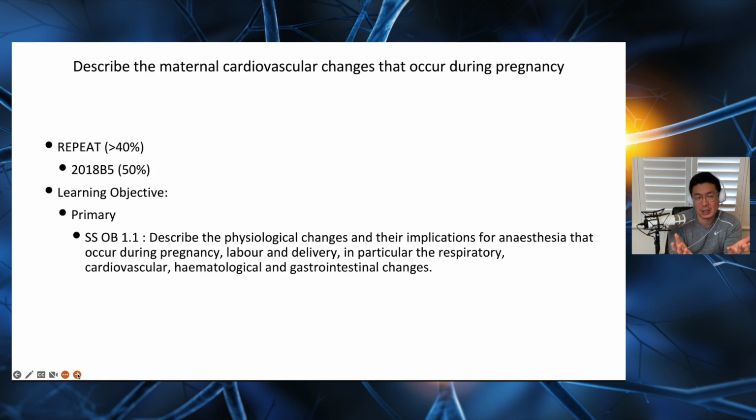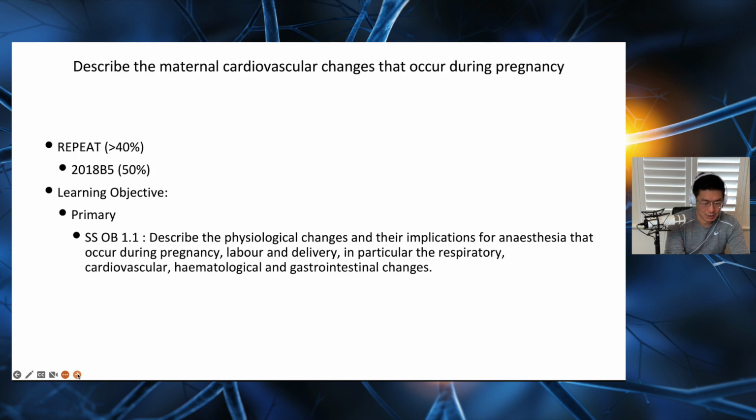I think we're getting a lot of these applied physiological questions: describe the maternal cardiovascular changes in pregnancy, describe the maternal respiratory changes in pregnancy, describe the cardiovascular changes in obesity, the respiratory changes in obesity. Those are key ideas that the exam is evolving towards. And based on the learning objective SSOB 1.1, describe the physiological changes and their implications for anesthesia that occur during pregnancy, labor, and delivery, in particular the respiratory, cardiovascular, hematological, and gastrointestinal changes.